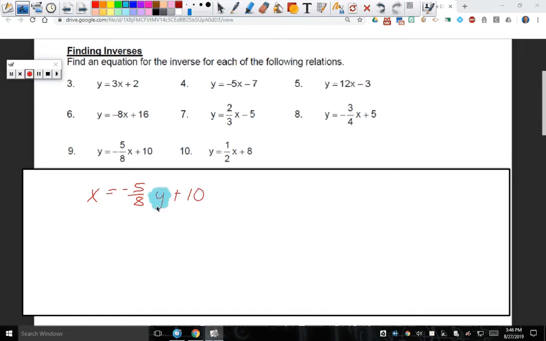Second step, solve for your new y. Get y by itself. Some of you can see it, some of you maybe not as easily. What do I do to start moving stuff over? Subtract 10. Okay, here we go. X minus 10 is equal to negative 5/8 y. My goal is to get this y all by itself.